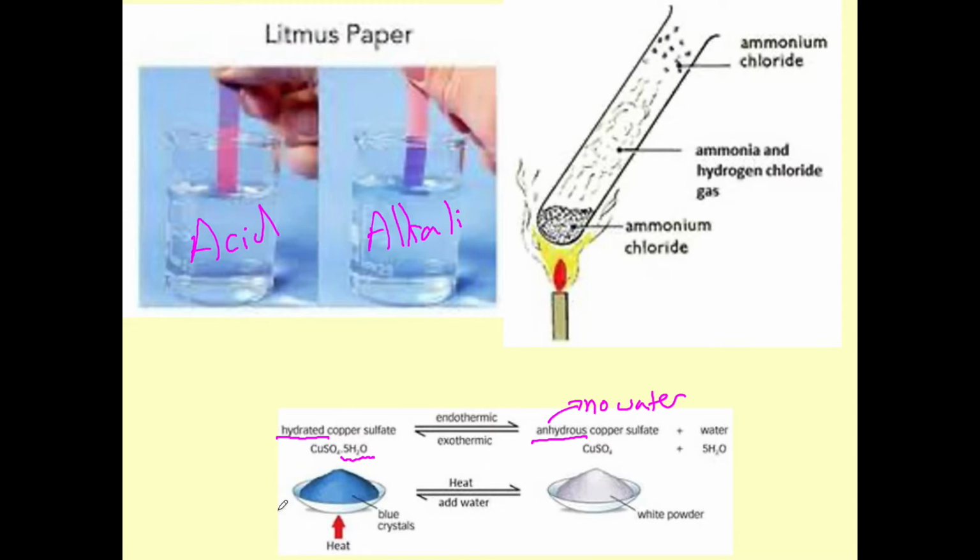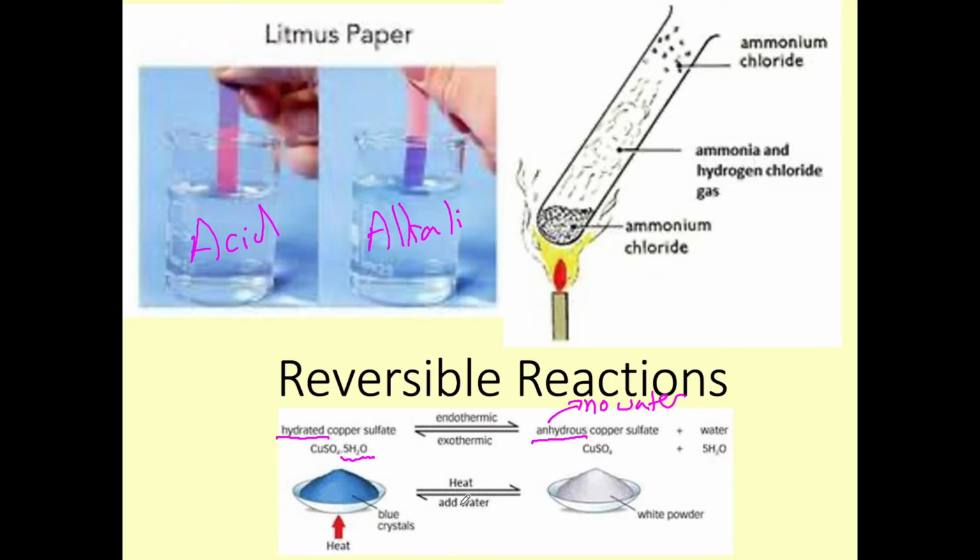But we can reverse this reaction by simply adding water. And so here we have a reversible reaction set up, looking at whether we apply heat or whether we apply water as to which side the reaction is going to go. So these are 3 examples of reversible reactions.